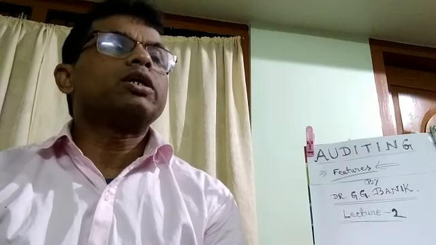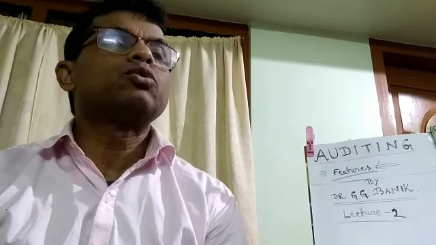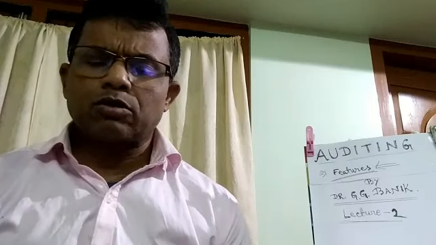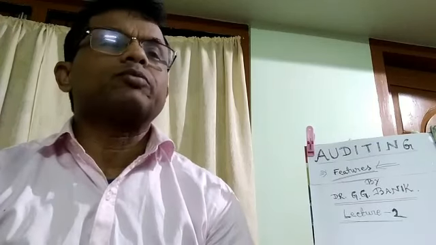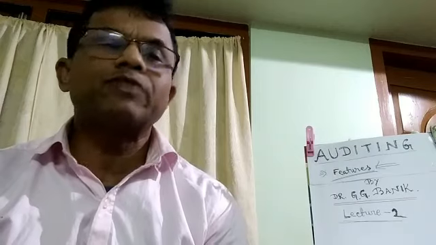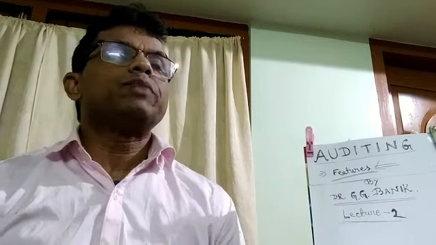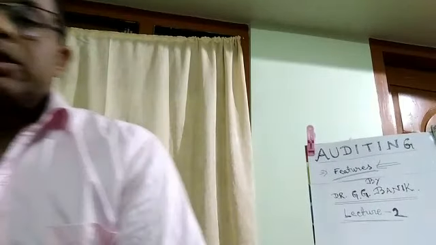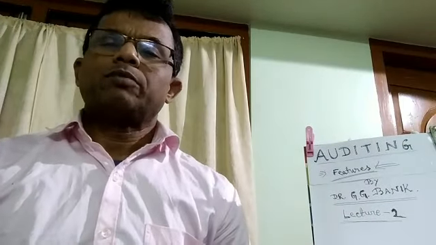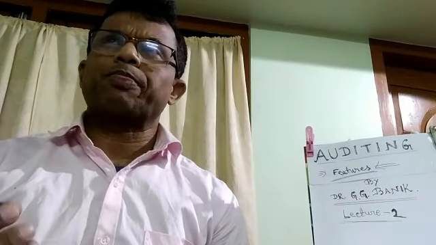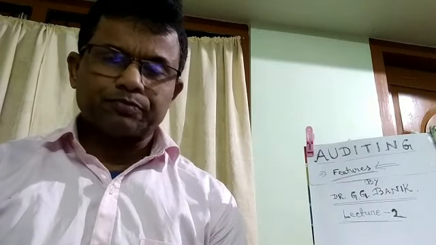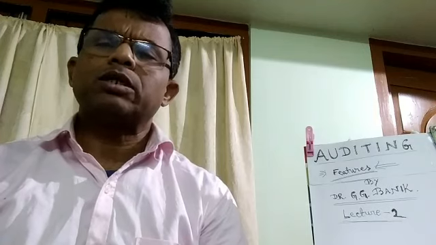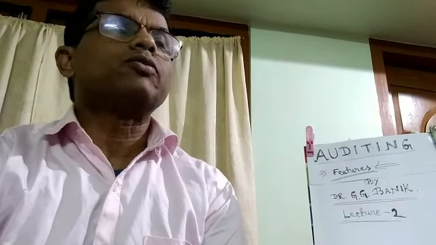And to conduct an audit, you need the help of various sources of information. For auditing, you need a lot of sources of information. And what are the sources of information for verification? The vouchers, documents, certificates, and questionnaires. These types of documents are there. Voucher means a proof in support of a transaction. So from the vouchers and the supporting documents, the auditor will verify the books of account.